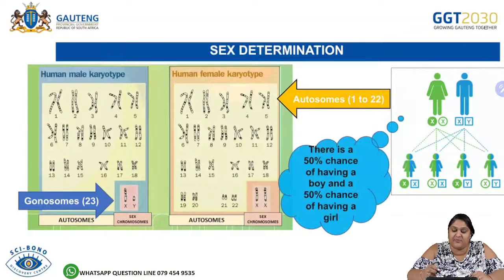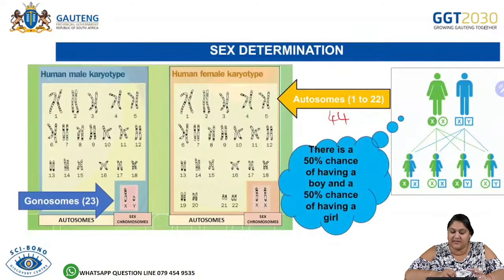And you need to know that we have 22 pairs of autosomes, which means that we have 44 autosomes. And then pair number 23 are your gonosomes, and that is either an X and a Y or an X and an X. Okay, these are also known as sex chromosomes. And if you have an X and a Y, then it means that you're a male, and if you have an X and an X, it means that you're a female.